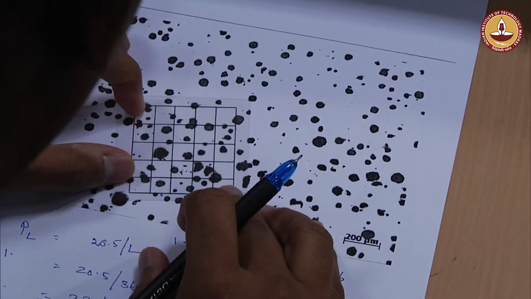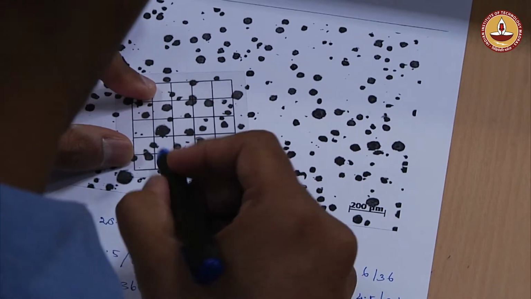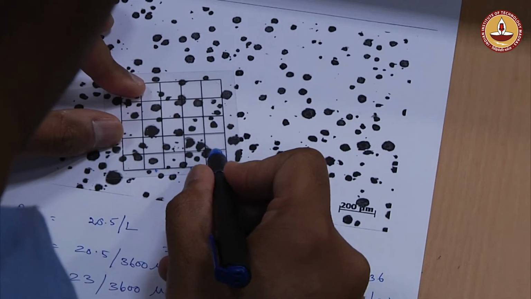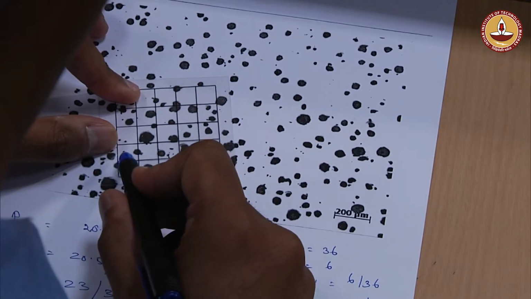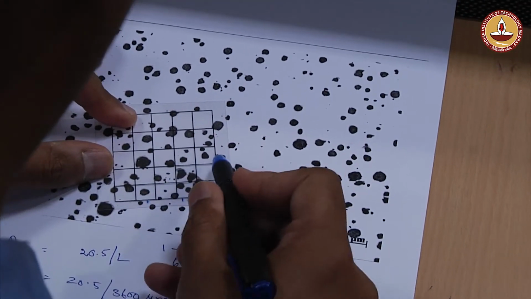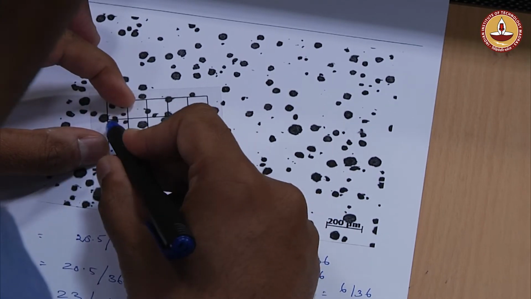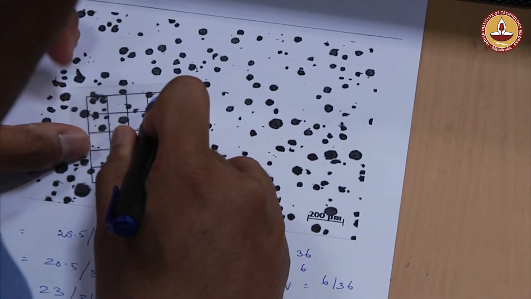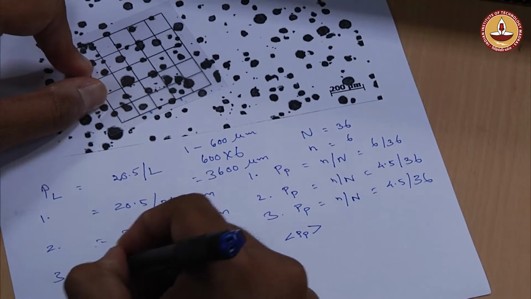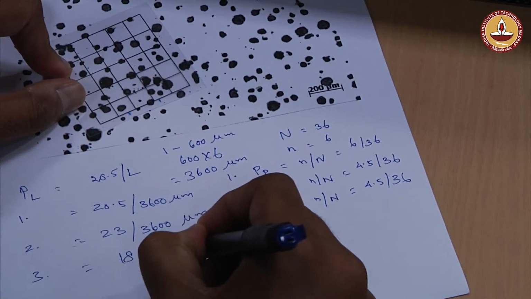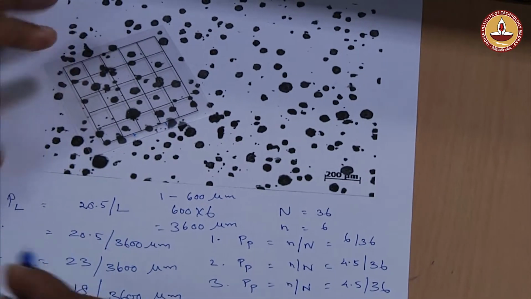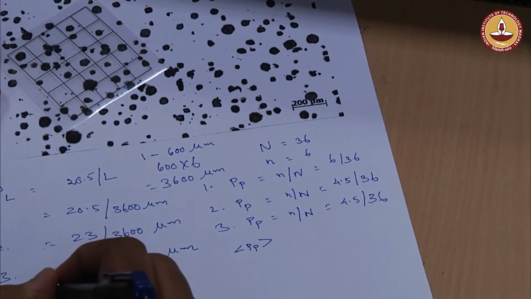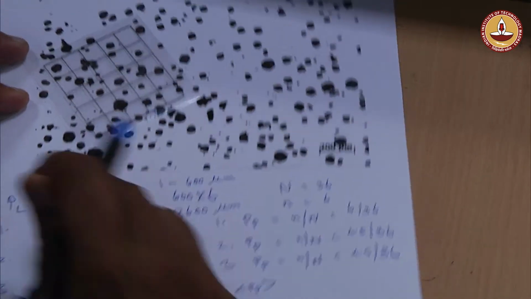Event 3 I will now measure randomly. I have started counting: half, 1.5, 2.5, 3.5, 4.5, 5, 6, 7, 8, 9, 9.5, 10, 11, 12, 13, 14, 15, 16, 17, 18. So event 3 gives me 18 divided by 3600 micrometer. Like that we take these and you can calculate the average PL for the number of events.